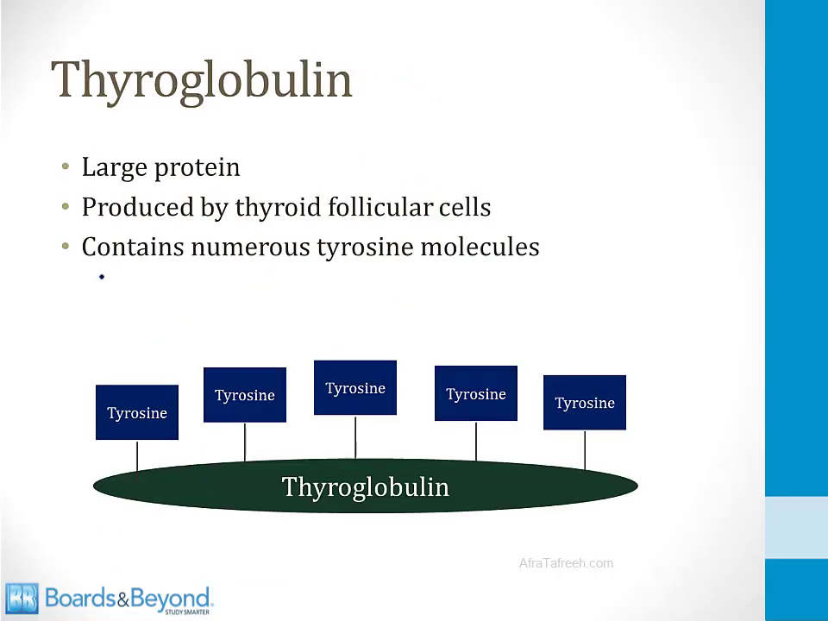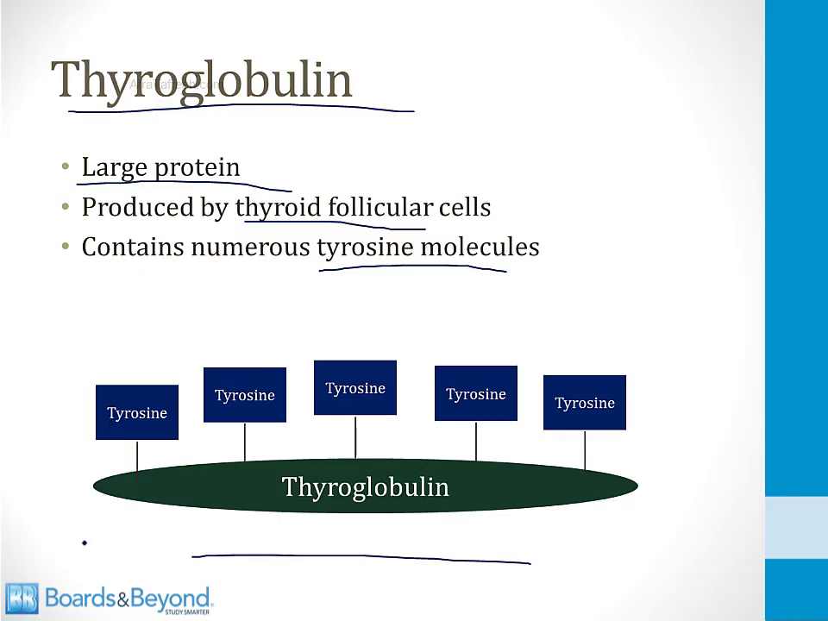In order to understand how T3 and T4 are synthesized by the thyroid gland, you need to understand the structure of thyroglobulin. This is a large protein that is produced by those follicular cells we saw before in the thyroid gland, and it contains numerous tyrosine molecules. So on the screen is a drawing of how you can picture thyroglobulin. It's got all these tyrosines sticking off of it. And what the thyroid gland is going to do is convert these tyrosines into T3s and T4s, which will ultimately become the thyroid hormone used by the body.